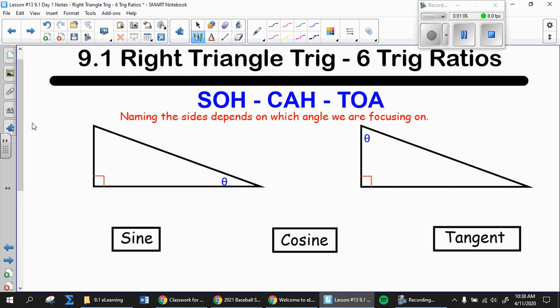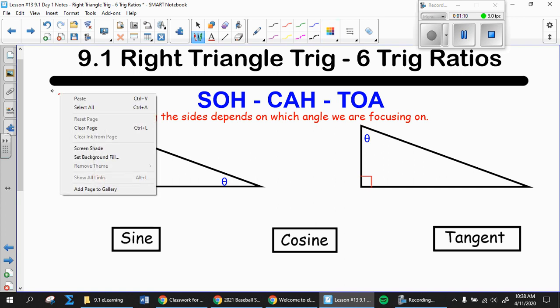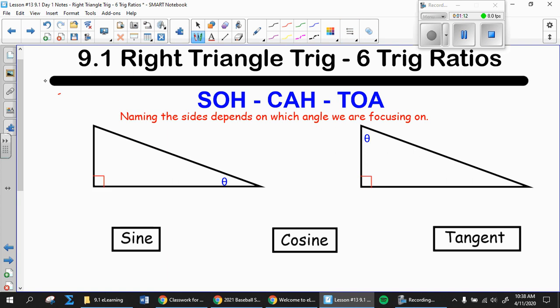So if you remember, we label a triangle in 3 different ways. We label it as adjacent, opposite, and hypotenuse. Okay, so remember, the hypotenuse is never going to change. The hypotenuse is just going to be whatever side is opposite of that right angle. It's going to be our longest side. Now, the adjacent and the opposite sides depend on which angle we're looking at.